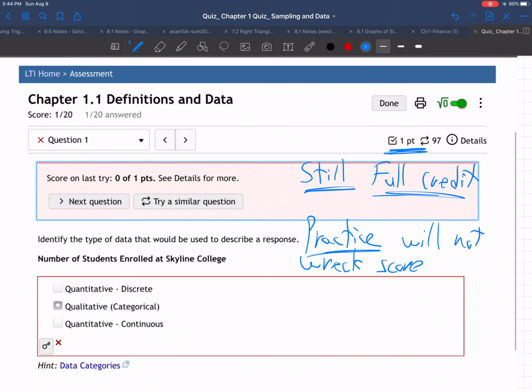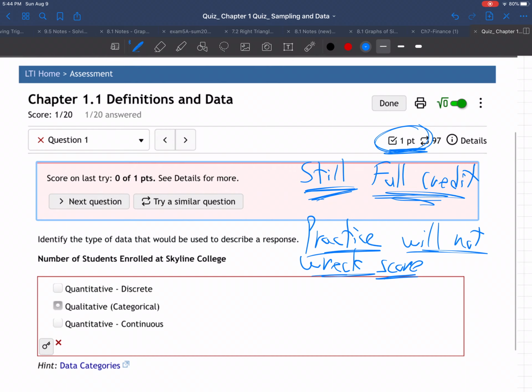So you can practice right then some more problems, or you could the day before the test. If you want to practice some more to make sure you really got it for the test, you can do that and it won't wreck your homework score. It's still full credit. Do you see that? Once you get it right, it's always right.